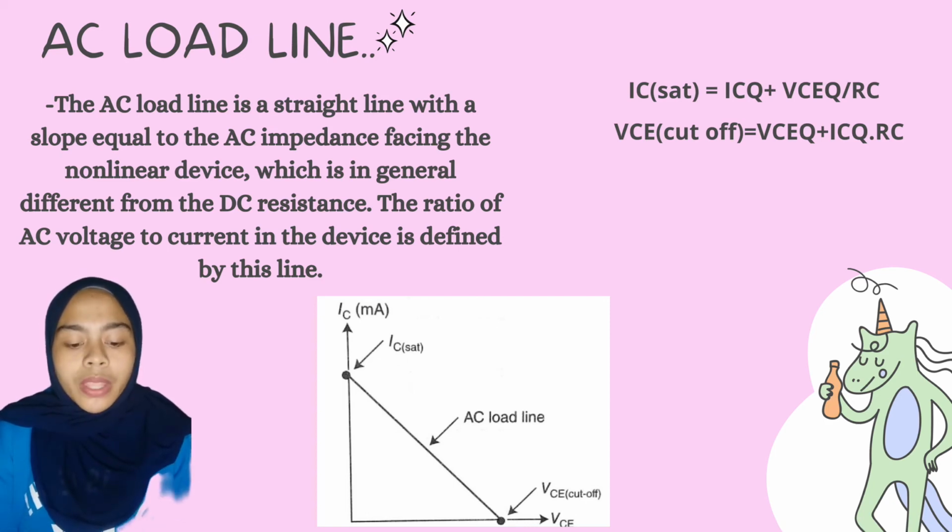For the formula, IC equals ICQ minus VCEQ divided by RC. VCE cut off equals VCEQ plus ICQ times RC.